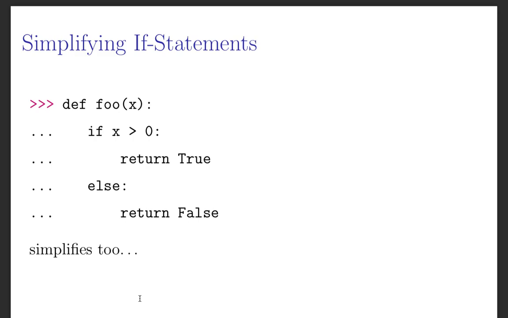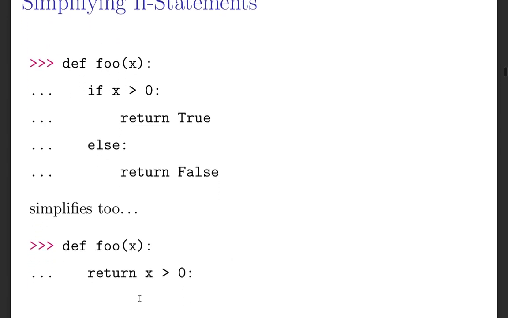So let me define a function called foo, which takes in a value x. If x is greater than 0, return true, else return false. How can I simplify this? Make the if statement inline. Okay, but how can I simplify it even further than that? Let's walk through this. That is technically a correct answer, but I can make a further simplification than that.